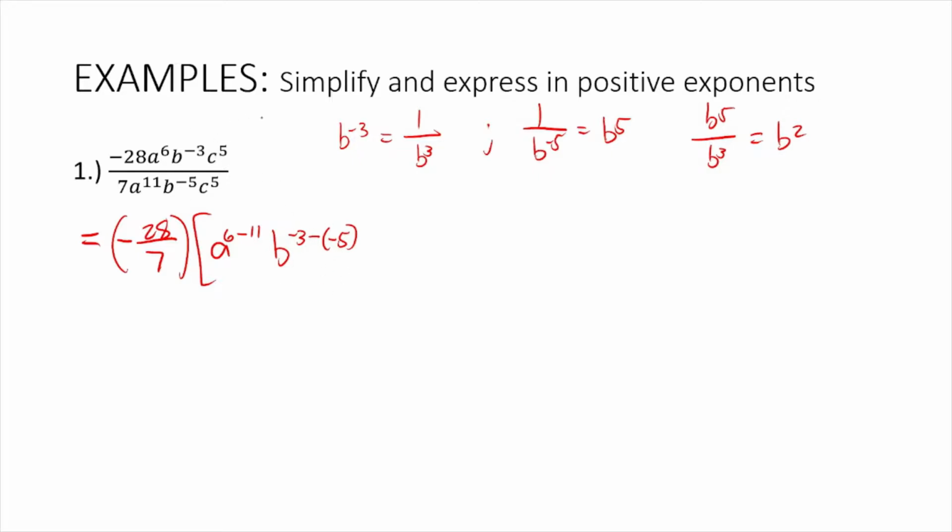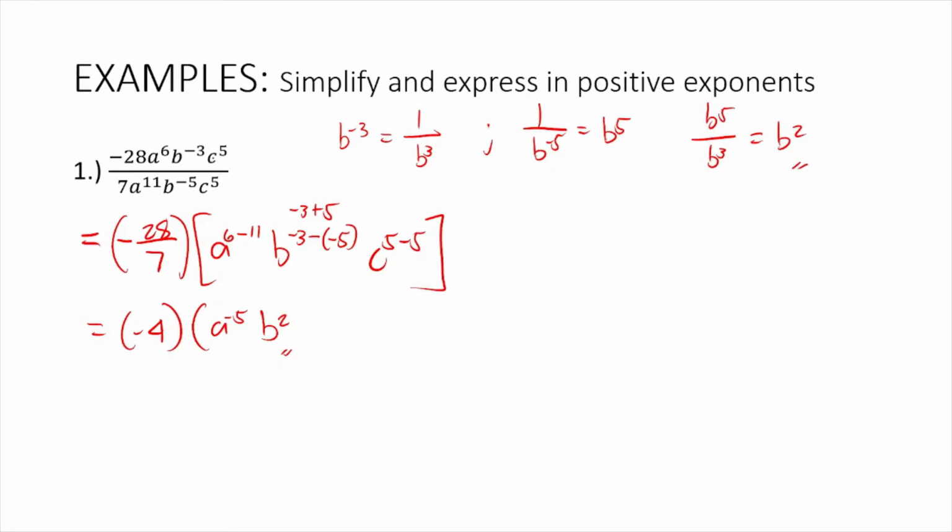Then lastly, for c's, we have c raised to 5 minus 5. Again, this is from the quotient rule, right? Then let's simplify this. Negative 28 divided by 7, that would be negative 4, right? And then we have here a raised to the power of 6 minus 11. That's a raised to the power of negative 5. And then we have here b raised to negative 3 minus negative 5. So negative, negative, that would result to plus 5, right? So negative 3 plus 5, that's positive 2. So b squared. So we'll get the same result if we convert them first to positive exponents, right?